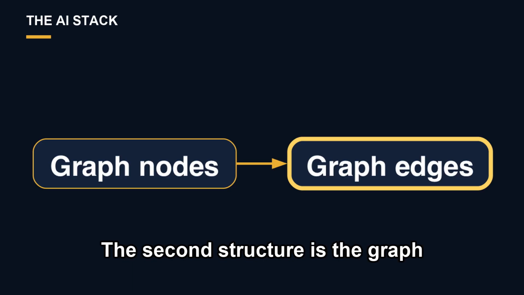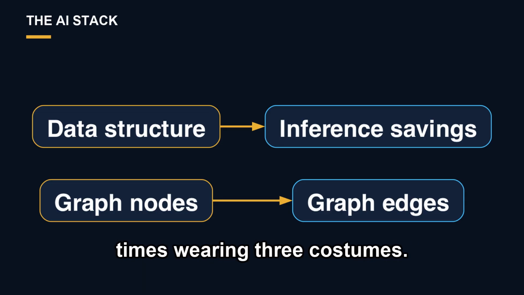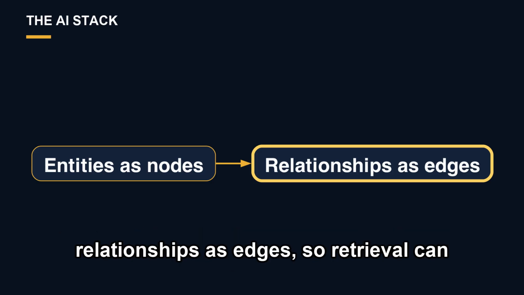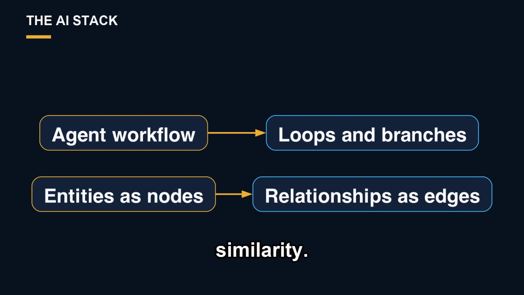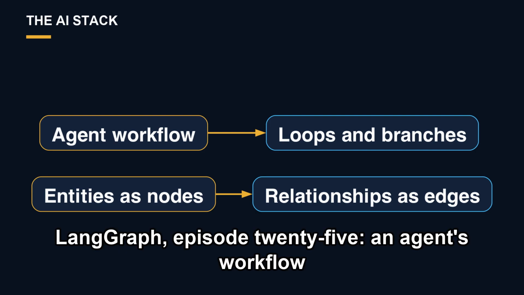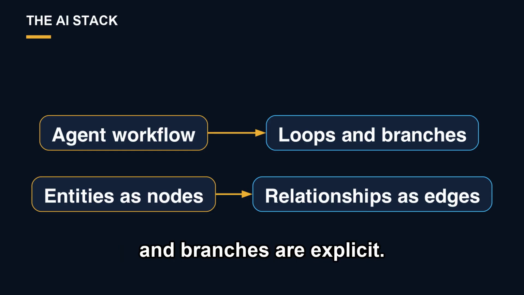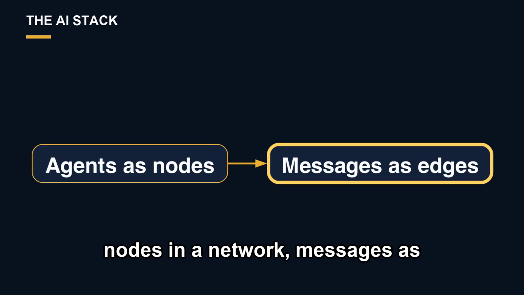The second structure is the graph, nodes and edges. You have met it 3 separate times wearing 3 costumes. GraphRAG, episode 17, entities as nodes, relationships as edges, so retrieval can walk connections instead of just matching similarity. LangGraph, episode 25, an agent's workflow as nodes and edges, so loops and branches are explicit. And the A2A episode, agents as nodes in a network, messages as edges.